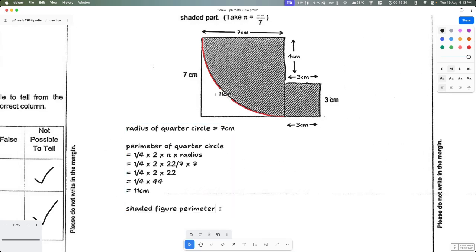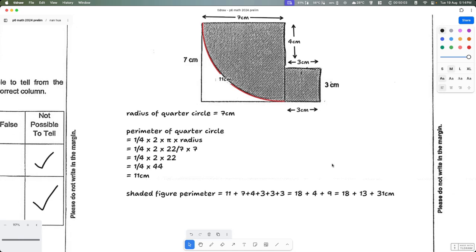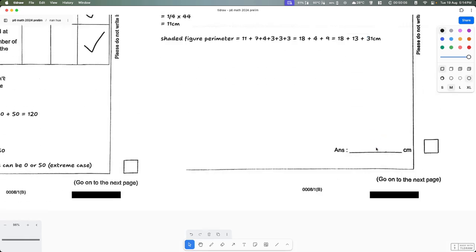So this is equal to 11 plus 7 plus 4 plus 3 plus 3 plus 3. And this is 11, so this is 18 plus 4 plus 9, that makes this 18 plus 13, which is 31 cm. There you go. So that's your answer, 31 cm. Right. Okay, let's move on to the next question.